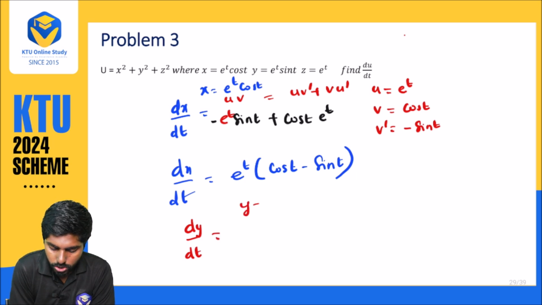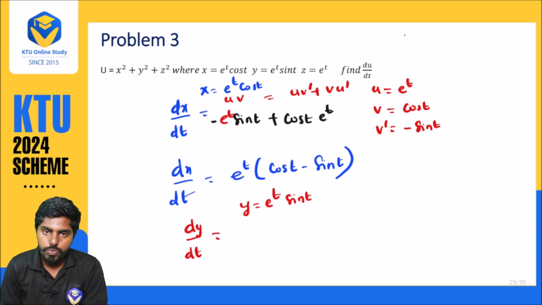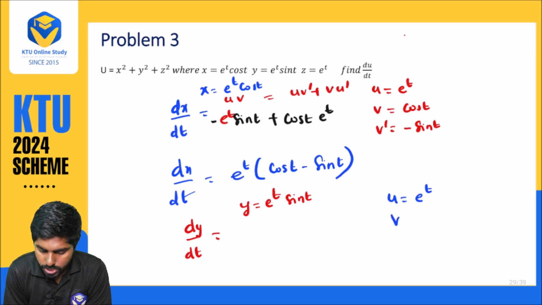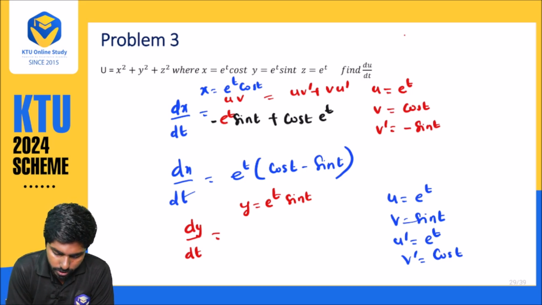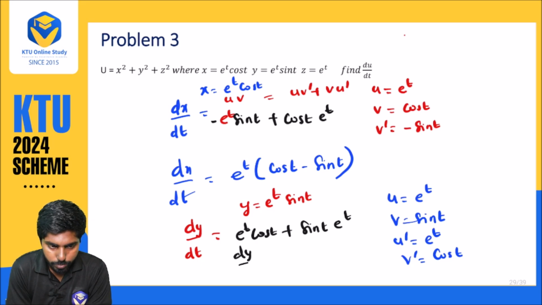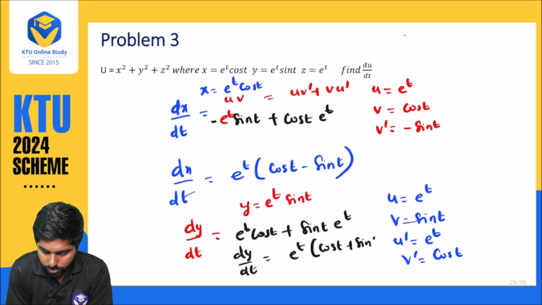What is y? y is equal to e power of t sin t. So here also we want to apply the uv method. u is equal to e power of t and v is equal to sin t. So u dash is equal to e power of t, and v dash is nothing but cos t. Just applying the formula, we will be getting u v dash, so u is e power of t, v dash is cos t, plus v, which is sin t, into u dash, which is e power of t. So dy by dt is equal to e power of t common, so cos t plus sin t we will be getting.